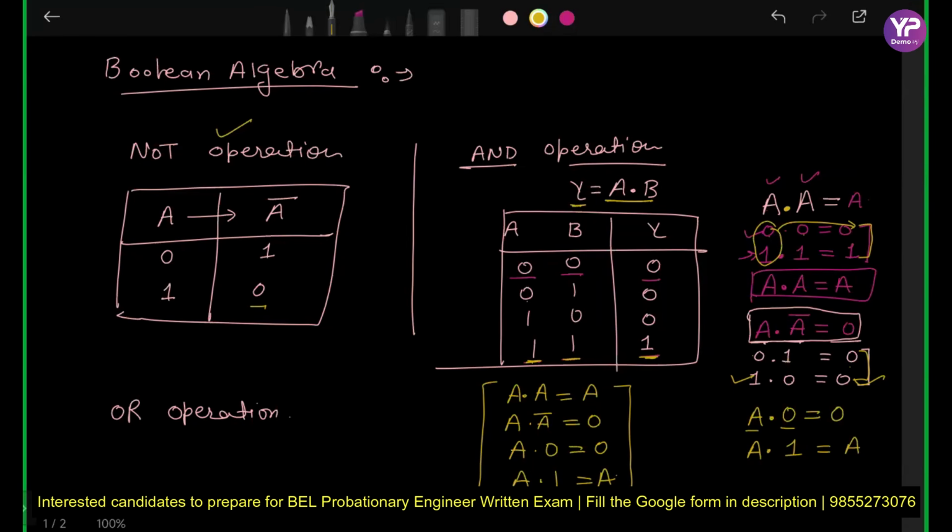Similarly, A and 0 is going to be 0, A and 1 is going to be A. So we observe these are the 4 results which you have to remember for future AND operations. If you have A, then A and A bar is 0, A and 0 is 0, A and 1 is A. Got it or not? We discussed these things. Okay, got it, sir.